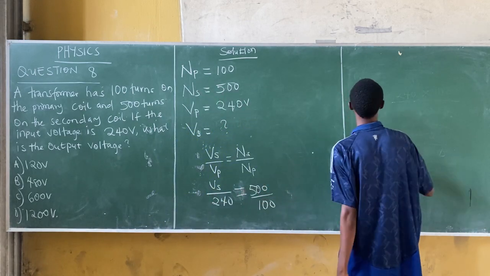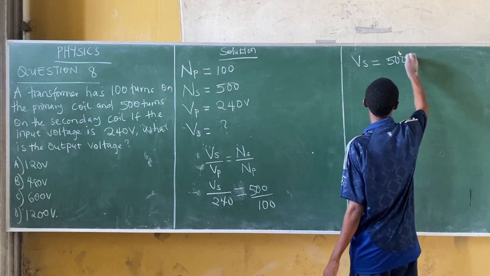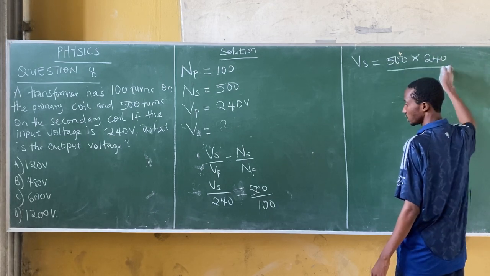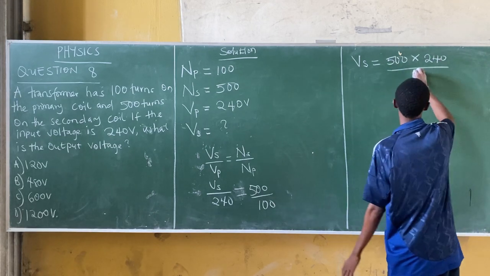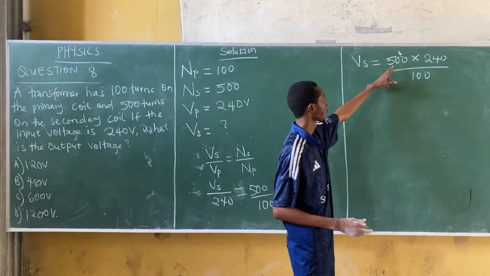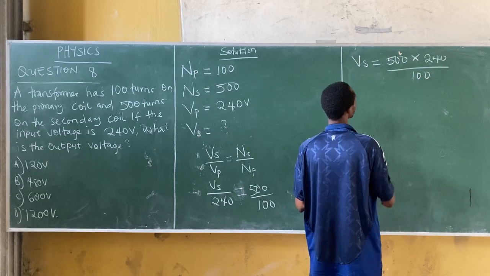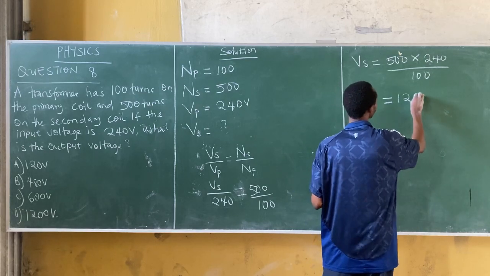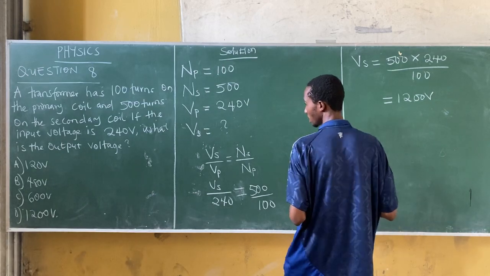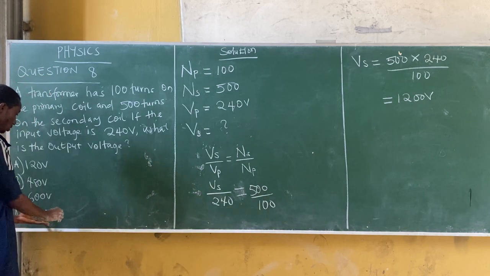When we make Vs subject of the formula, we have Vs is equal to 500 times 240 divided by what? 100. 500 times 240 divided by 100 will give us 1200. The unit for that is what? Voltage. Therefore, the correct answer to this question is 1200 volts, which is this.